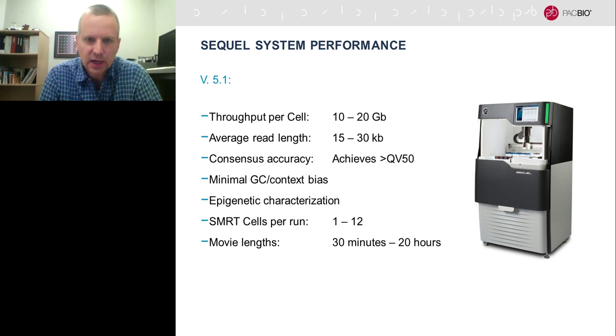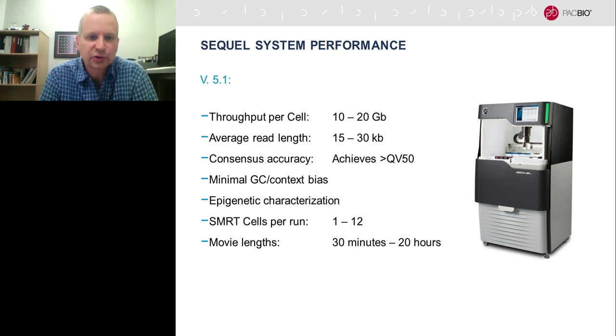The consensus accuracy, as you may be familiar with PacBio sequencing, is high because the errors are random. So we can achieve QV50, or 99.999%, or less than one error in 100,000 bases consensus accuracy. PacBio has the least GC and sequence context bias, which means that it gives you very great uniformity of coverage and the ability to cover all of the sample, all of the genome, with the same kind of sequence quality.